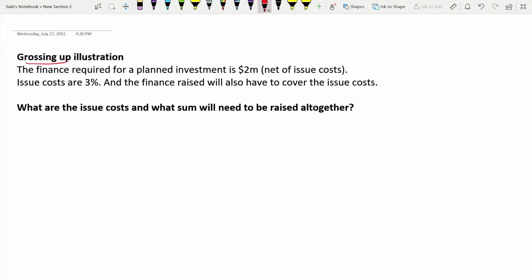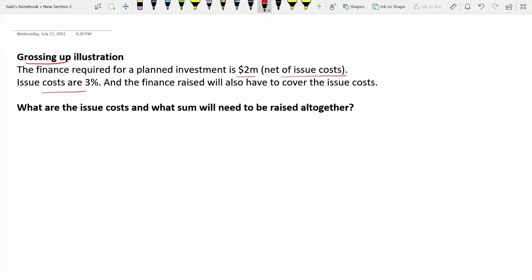The finance required for a planned investment is 2 million. This is net of issue cost. Issue cost has been deducted and then you got this 2 million. And issue cost is 3%. The finance raised will also have to cover the issue cost.